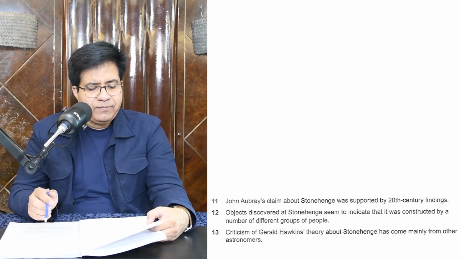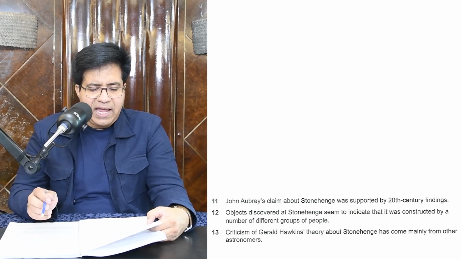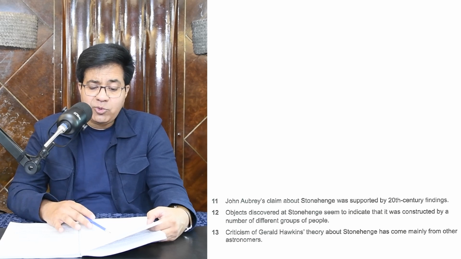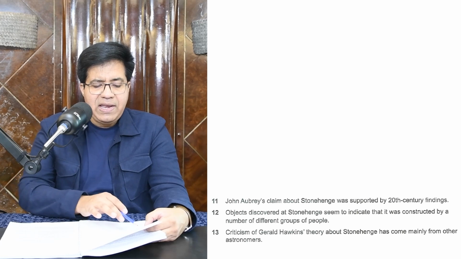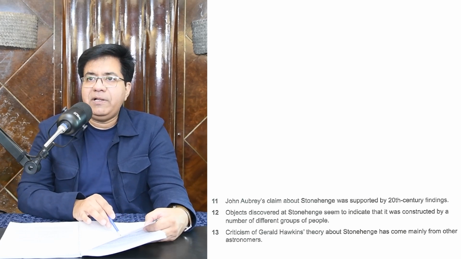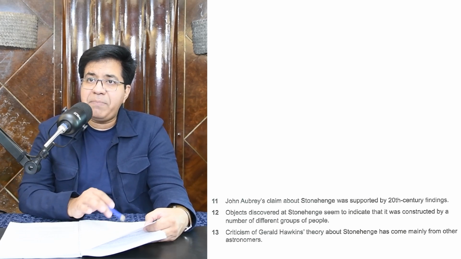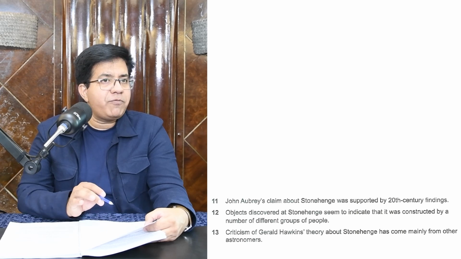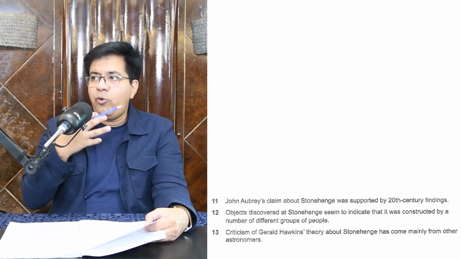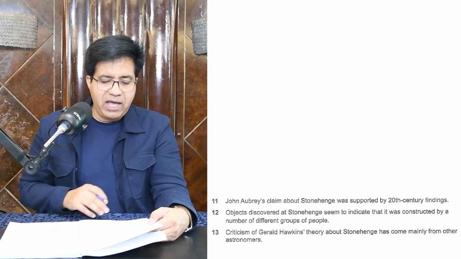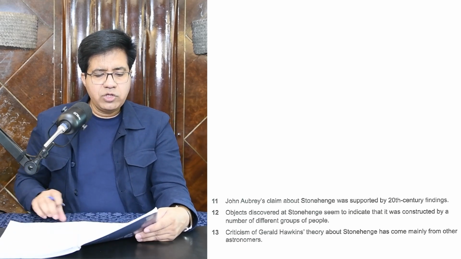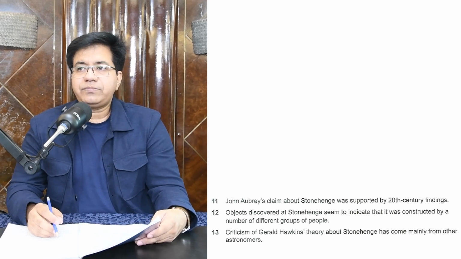Question number 12. Objects discovered at Stonehenge seem to indicate that it was constructed by a number of different groups of people. Now, if it was constructed by a number of different groups of people, answer is true. If only one group of people constructed it, answer is false. Otherwise, not given. So please come to third paragraph.